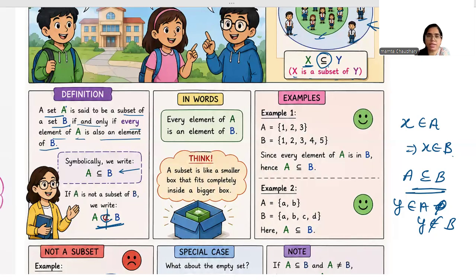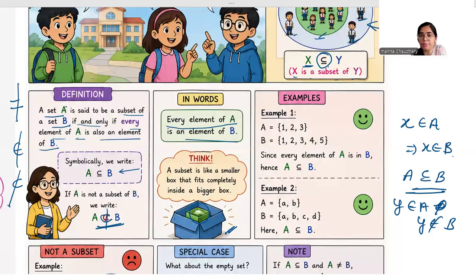It is the same as equal to, not equal to. Belongs to, not belongs to. Subset, not subset. Now in words, what can you write? Every element of A is an element of B. So what can we think? We can think that a subset is a smaller box that can be fitted in this bigger box.